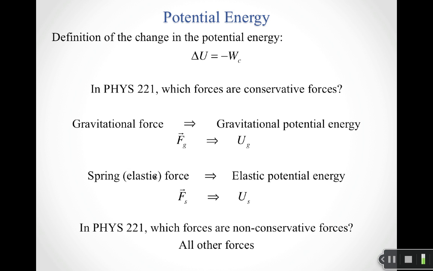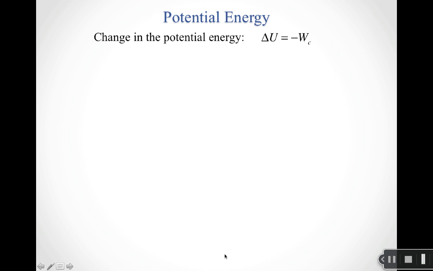You'll add a couple more in 222 when you start talking about an object's position in an electric field or an object's position in a magnetic field. But for us right now in 221, there's just two conservative forces. Everything else will be a non-conservative force.